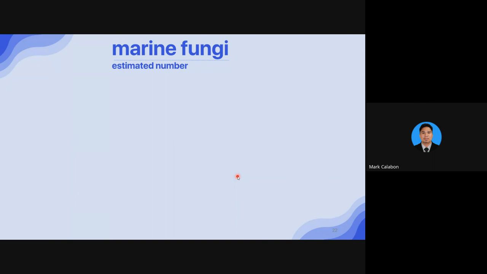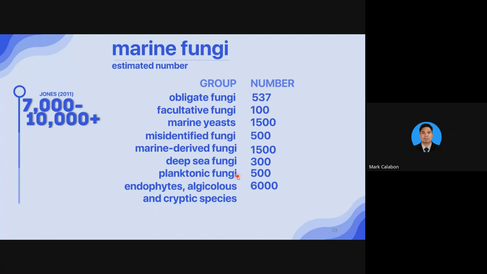So let's go first to why we wanted to have one database of marine fungi. Take note that the estimated number of marine fungi from Jones and Mitchell in 1996 was only 1,500, and this is just an estimated number. For Hyde and Pointing 2005, it is 10,000. And from Jones 2011, it's 10,000. Mostly the groups are the endophytes, algicolous and cryptic species, around 6,000 species maybe. And the marine yeasts and marine-derived fungi are also the highest, with 1,500 each.